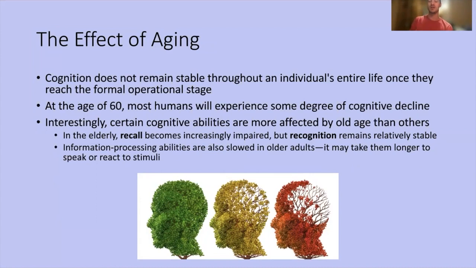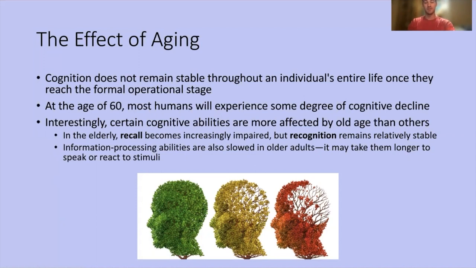But interestingly, certain cognitive abilities are more affected by old age than others. For example, recall becomes increasingly impaired, but recognition remains relatively stable. Recall is the ability to retrieve something from memory completely without a cue. Recognition is the ability to recognize something and identify it when you are presented with the cue, whereas with recall, you have to pull that from your long-term memory without the cue. So recall becomes increasingly impaired, but recognition, from the studies, seems to remain relatively stable with age.